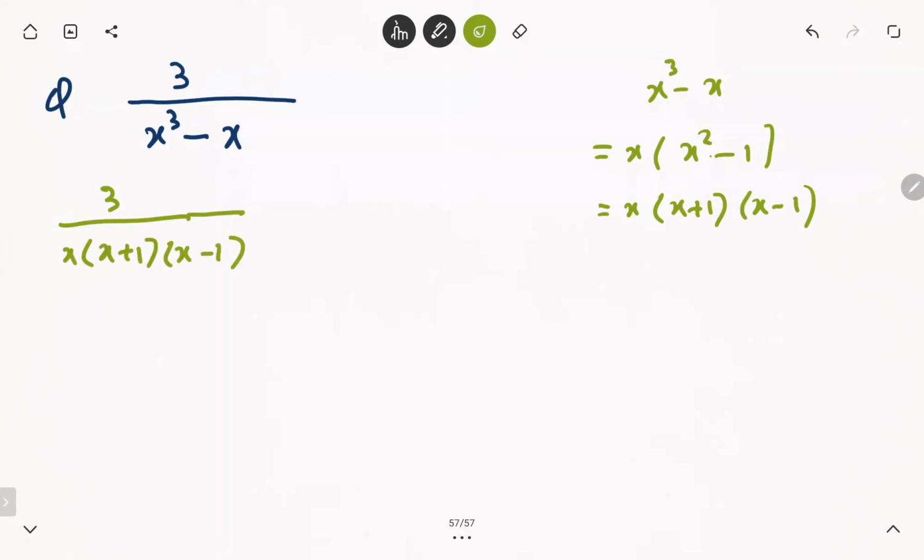How many fractions will be there now? How many partial fractions will there be? 3. एक का denominator होगा x, the other will have x plus 1, and the third will have x minus 1. So now start. Let this is equal to a over x plus b over x plus 1 plus c over x minus 1.